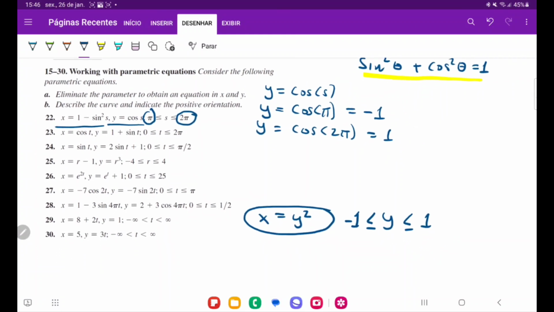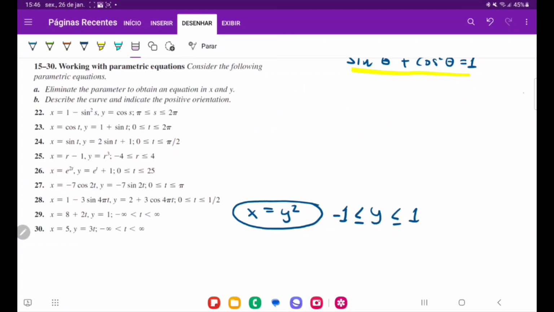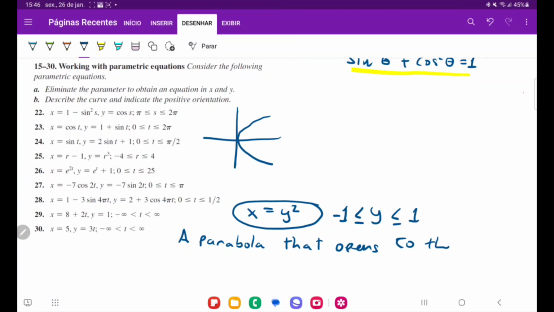So what we have to do now is describe the curve and indicate the positive orientation, since we were able to eliminate the parameter. This curve, x is equal to y squared, is just a parabola. However, it doesn't open up, it opens to the right. So this is a parabola that opens to the right.